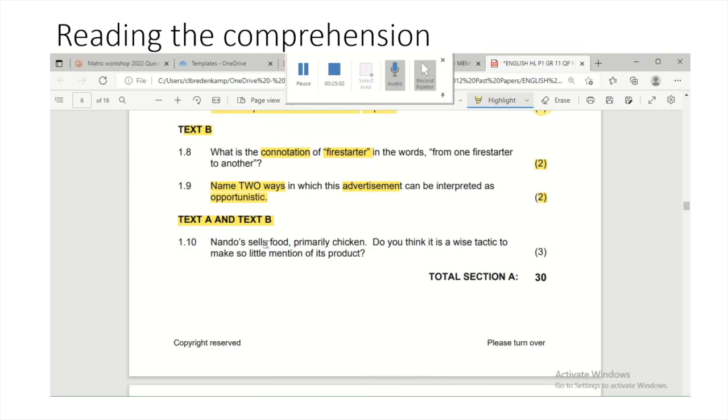So they start off with a statement. So they sell primarily chicken. We know this. Then, do you think, so in your opinion, is it wise? Is it clever? Is it the right thing to do to make so little mention of the product, actually, for 3 marks? Let's have a look at what the memo says.